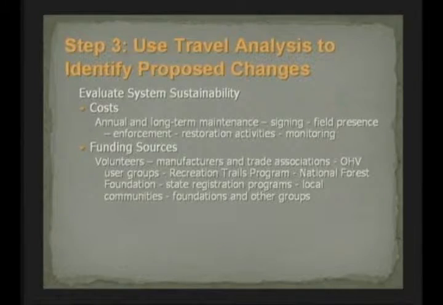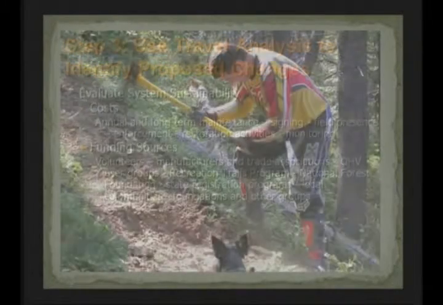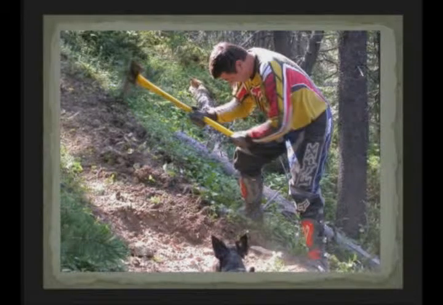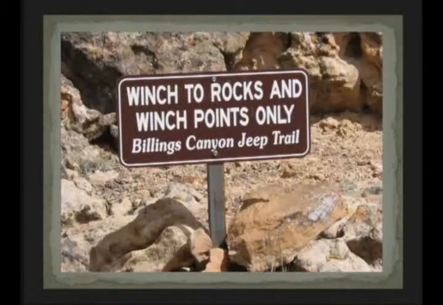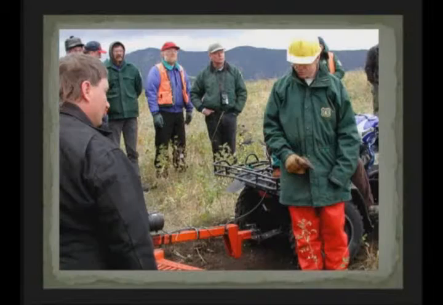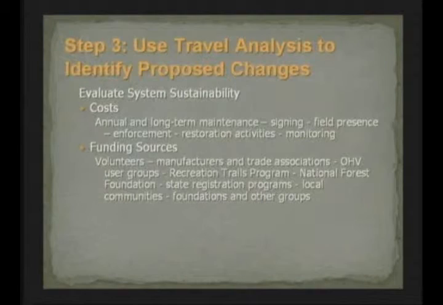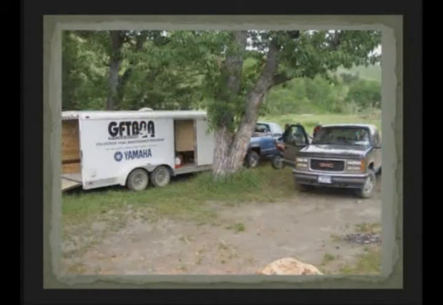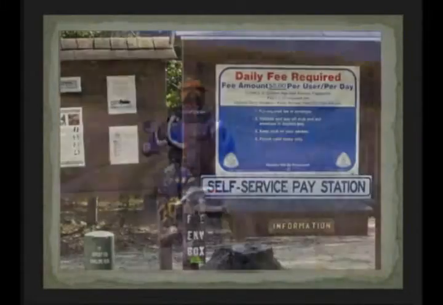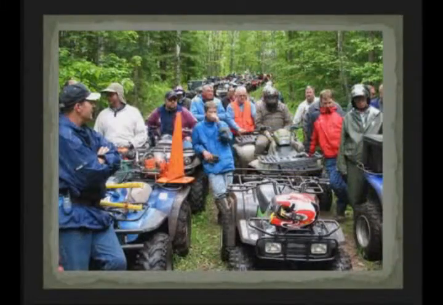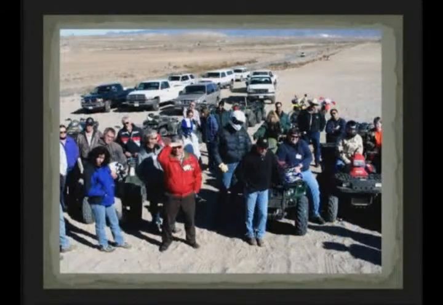One other item that needs to be addressed in the analysis process is the cost. This includes the cost of annual and long-term maintenance, signing, field presence, enforcement, restoration activities, and monitoring. They also need to identify the possible funding sources, which can include agency budgets, volunteers, manufacturers and trade associations, OHV user groups, recreation trails program, state registration programs, local communities, foundations, and other groups.